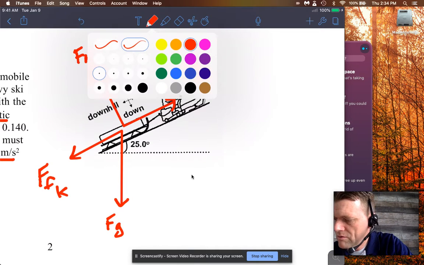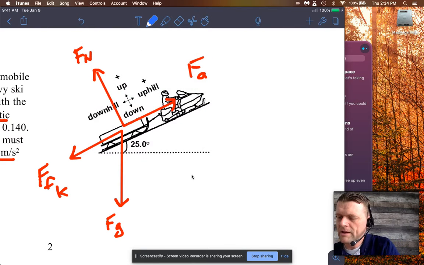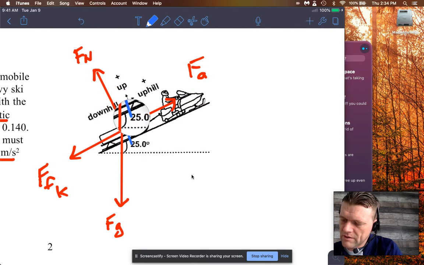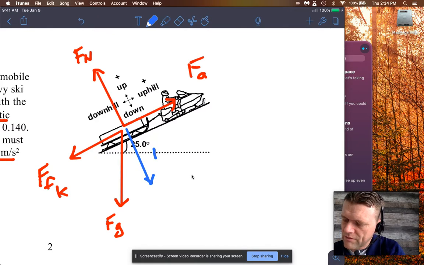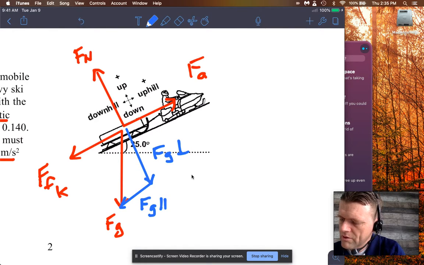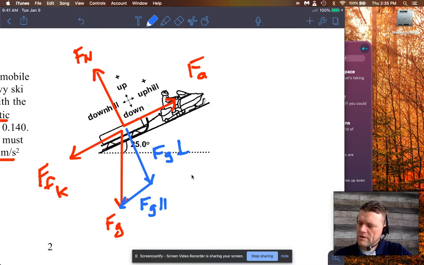Now, anytime you have a mass on an inclined plane, you need to recognize that the force of gravity can be broken up into its perpendicular components, the force of gravity perpendicular, and then the force of gravity parallel. Okay? And chances are when you get a ramp like this, you're going to have to find the force of gravity perpendicular and force of gravity parallel. So before you start analyzing other aspects of it, if you see that, I would start there.